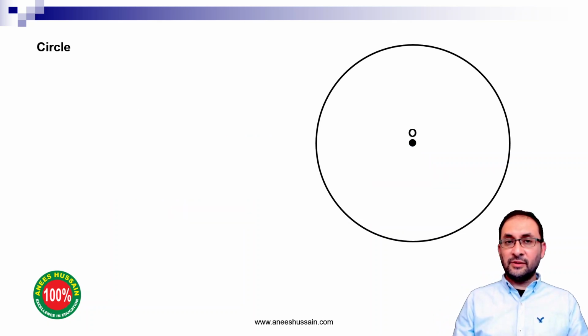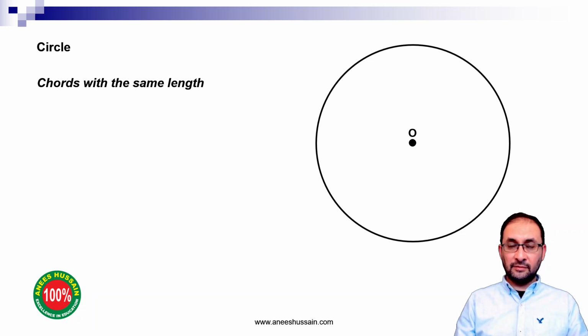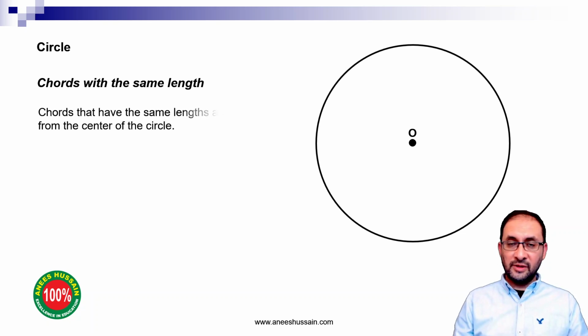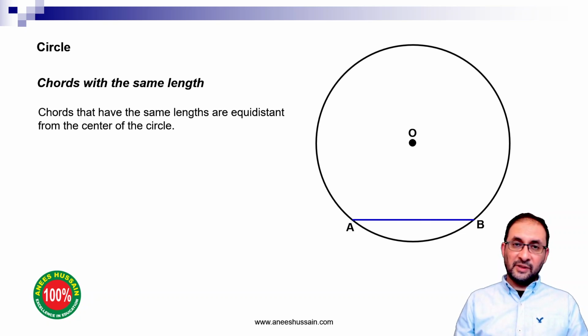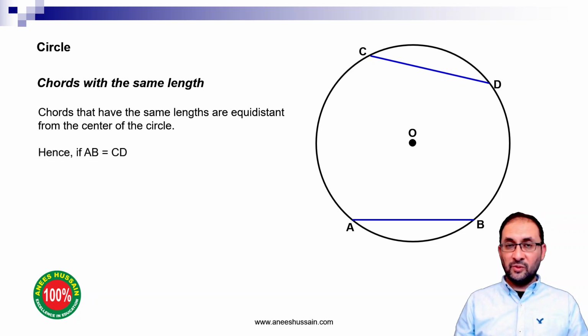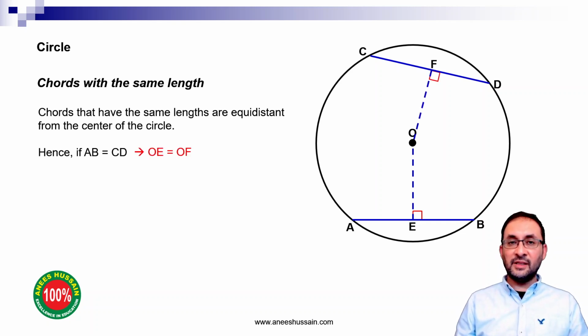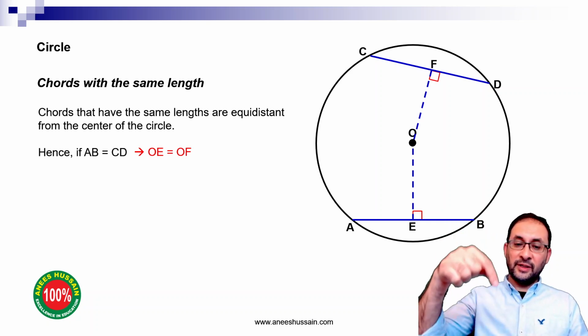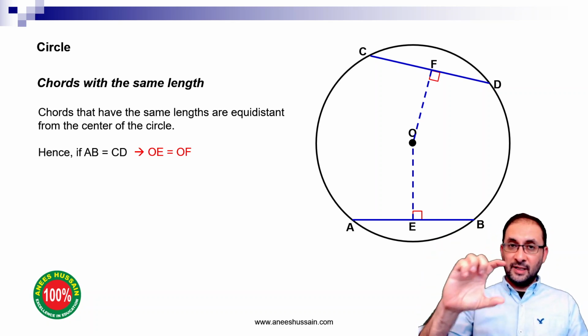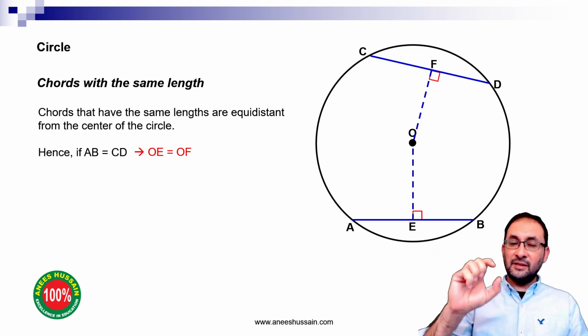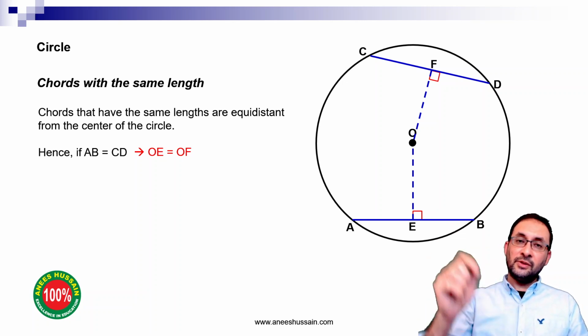The next thing that we will need to discuss is about chords that have the same length. Now remember, two or more chords that have the same length will always be the same distance from the center of the circle. So for example, chord AB and chord CD here, if I tell you that the length of AB equals the length of CD, then the perpendicular distance from point O to AB will be the same as the perpendicular distance from point O to CD. What that means is that if you were to draw a perpendicular from point O down to AB and measure that distance, it will be the same as the perpendicular distance from point O to CD.